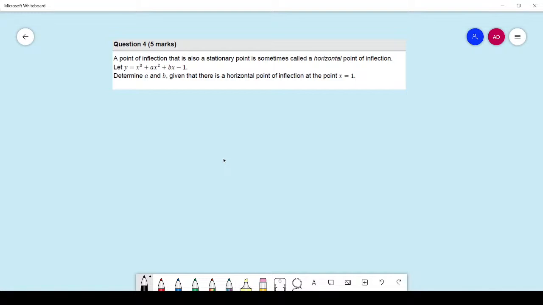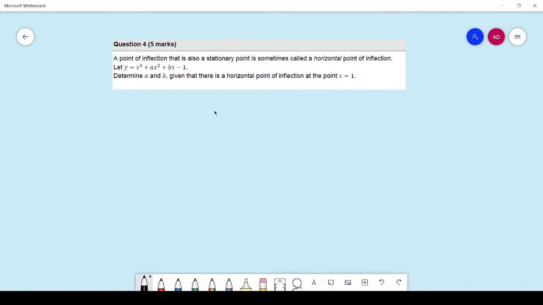So here we just need to know our definition, because we know that we can locate a horizontal point of inflection using the double derivative and setting it equal to 0. So that should come in handy somewhere. And they've given us a coordinate at the point x equals 1. So what I'm expecting is we'll find the double derivative, set that equal to 0, and we should be able to maybe get a definition for b or a, and then we'll have to do some simultaneous equations somewhere, or some kind of substitution to get actual values for a and b.